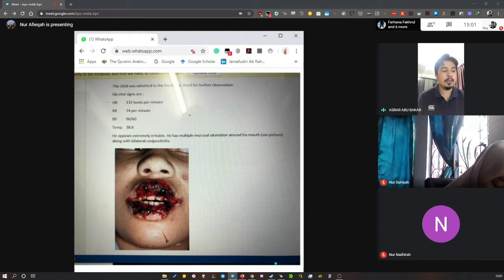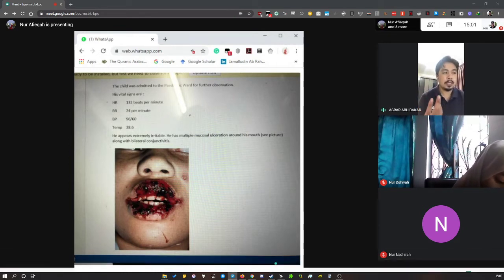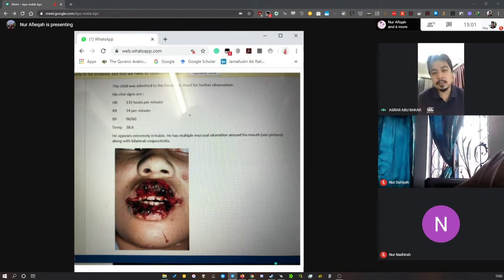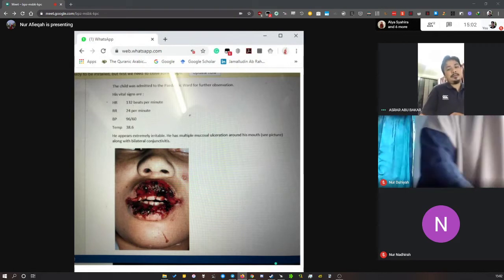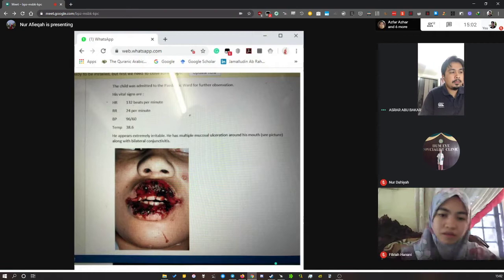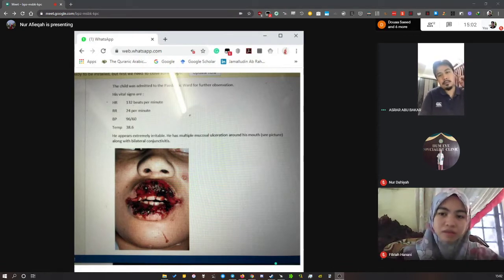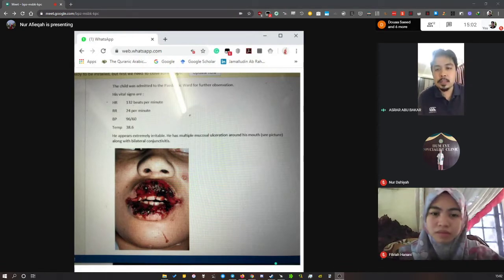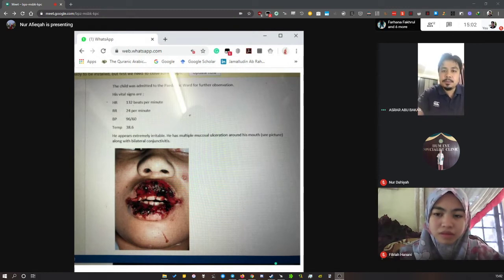Okay, so what are the possibilities here? Could this be Kawasaki or evolving Kawasaki? Could this be Stevens-Johnson or scarlet fever, or could it just be a simple viral infection? With that in mind, what investigations would you want to perform at this stage? Can you think of any investigations you want to do?